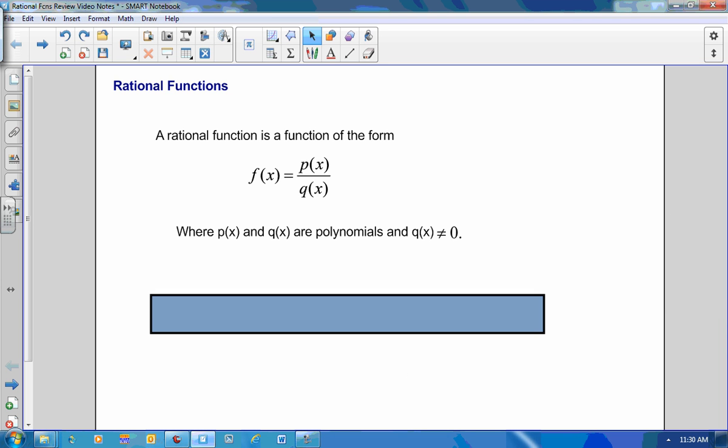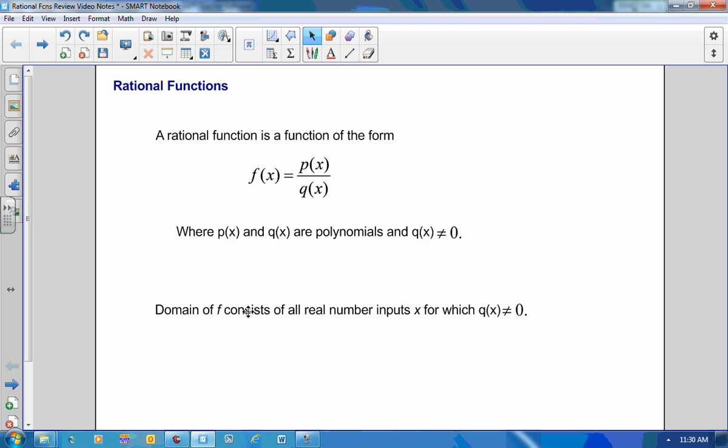This lesson is part one of rational functions. A rational function is a function of the form f of x equals p of x over q of x, where p of x and q of x, the numerator and the denominator, are both polynomials, and where the denominator q of x does not equal 0.